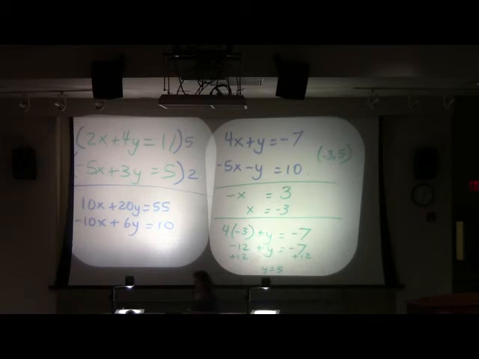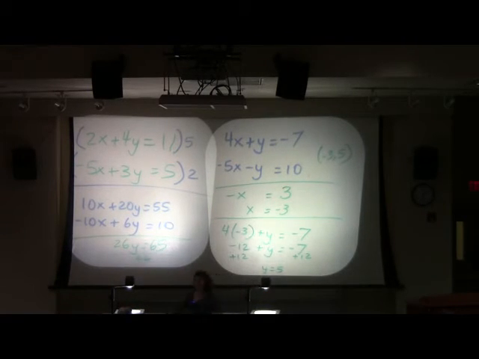So, my next step now is to add these together. What is 10x and -10x? 0, that was the plan. What is 20y plus 6y? 26y, and 55 and 10 is 65. Questions this far? Divide both sides by 26.